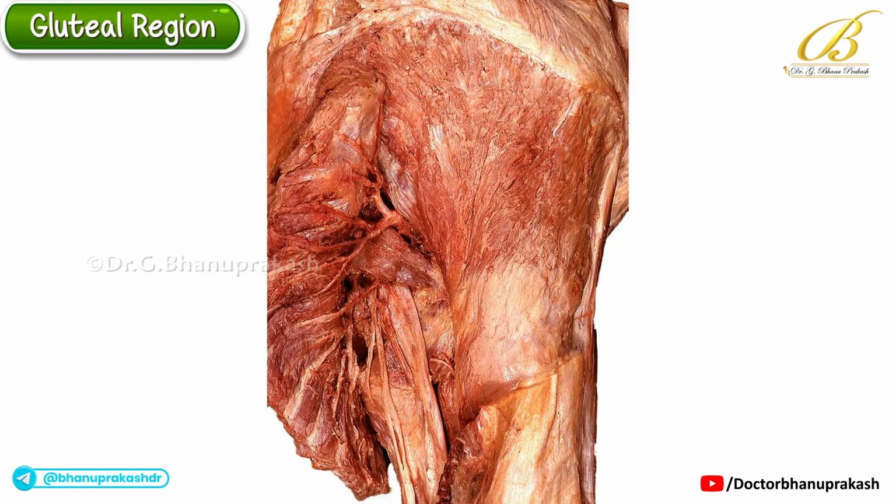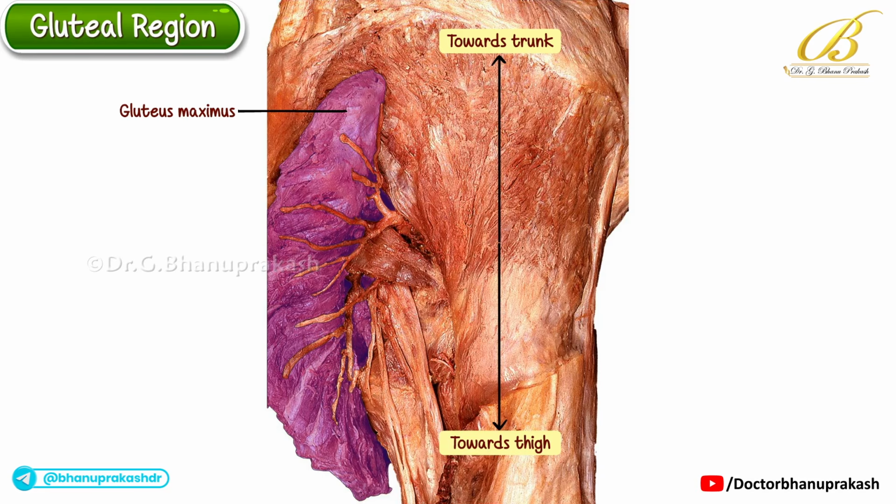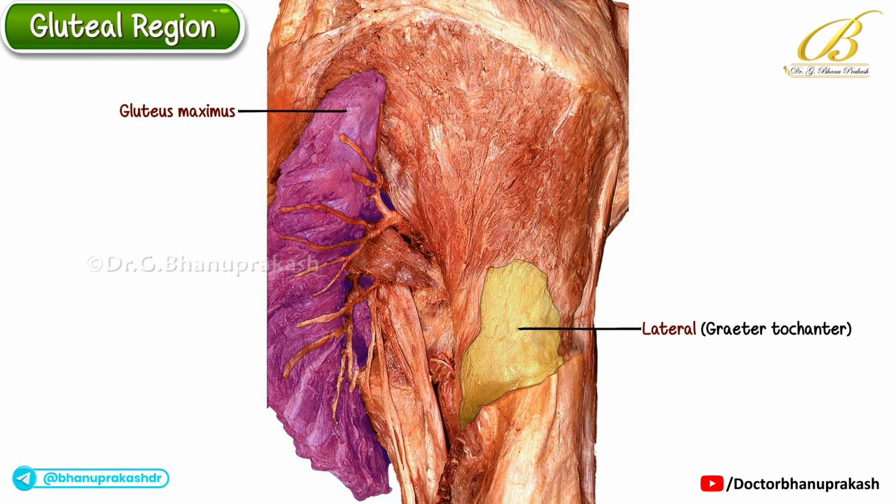This specimen demonstrates the structures deep to the gluteus maximus. It is a lateral view with the orientation as follows: superior towards the trunk, inferior towards the thigh, the greater trochanter marking the lateral aspect, and the sciatic nerve lying on the medial side. Here the gluteus maximus has been cut and reflected to reveal the deeper structures. The cut end of its insertion can be clearly seen.